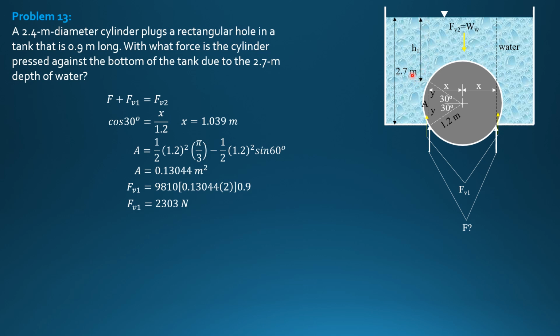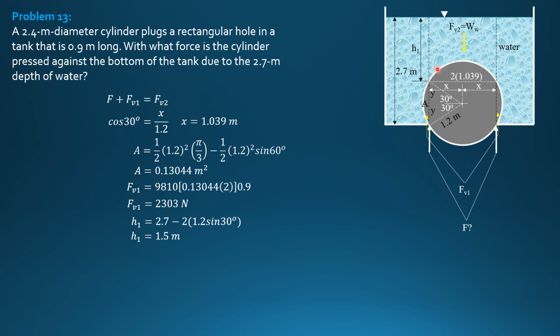Then for weight of water, FV2, we draw this horizontal line, and let's compute for this height first. This is 2.7 minus 2y, and y is from the figure 1.2 sine of 30. So h1 is 2.7 minus 2 times y, and y is 1.2 sine of 30 degrees. So h1 is 1.5 meters. Then we draw this horizontal line. This is 2 times x, 2 times 1.039, the dimension of this rectangle.